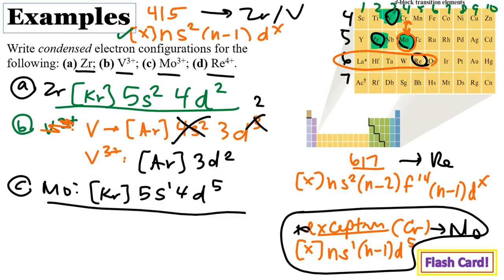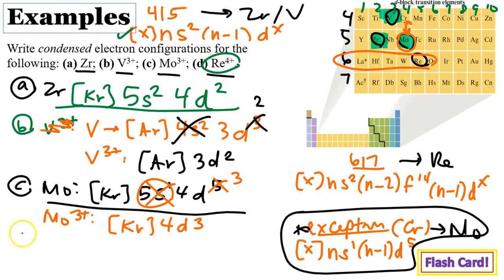Now we have to go further and get it for Mo3+, is what the question asks. So first we have to get rid of our s group, which is going to be 1 electron, and then we need 2 more from here. So it's going to be 3 left over. I'll rewrite everything. [Kr] 4d3. Okay. Finally, we're going to go ahead and do the last one, which is Re4+.